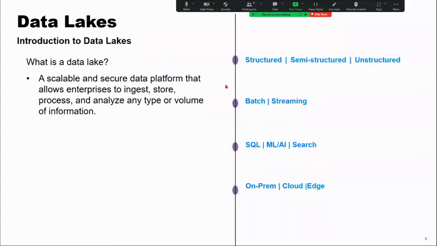Yes, we already know what a data lake is, guys. A data lake is a centralized repository to store data. A centralized repository to store or retrieve the data as per the business requirement. So what kind of data can we store, guys? You can see here.